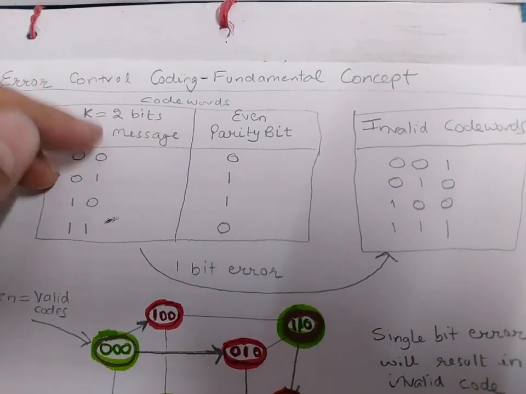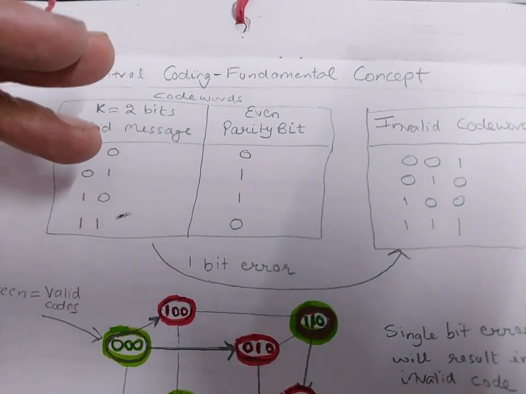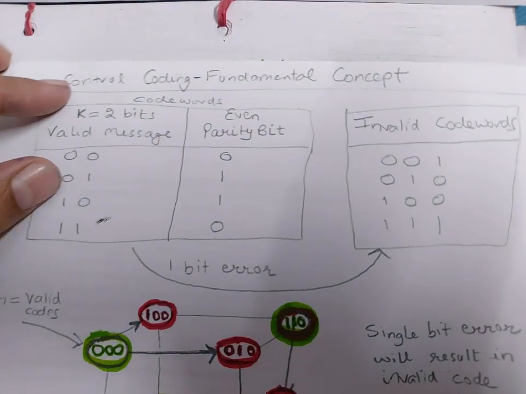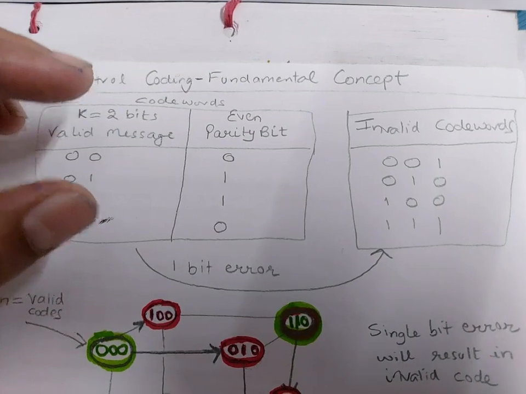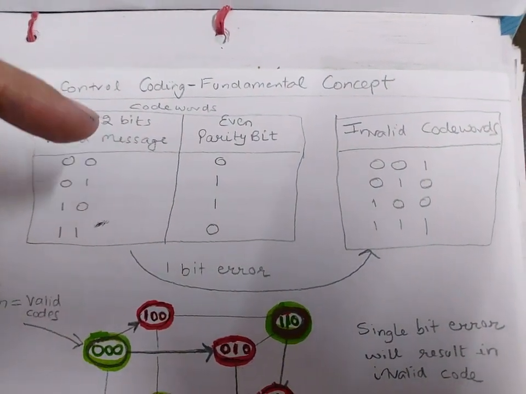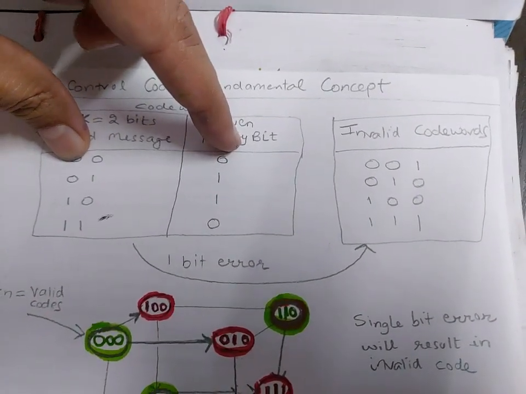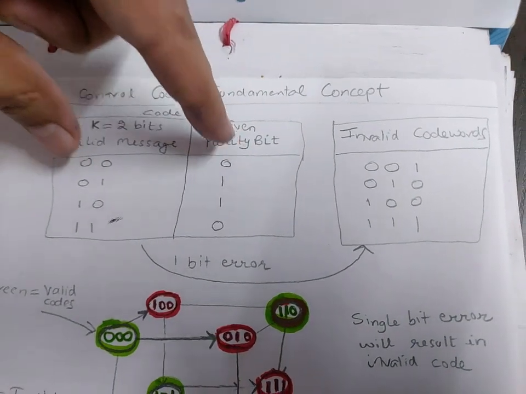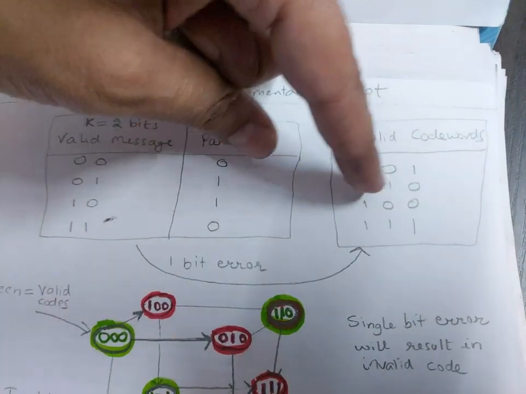There are, say, k equal to 2-bit message, 1 parity bit added, 3-bit code word. A 3-bit code word has 8 possible combinations listed in front of you. 4 of them are valid code words and 4 of them are invalid code words. Suppose this one 3-bit message, which is embedded in a code word, is sent, then if a 1-bit error occurs, it will end up here.